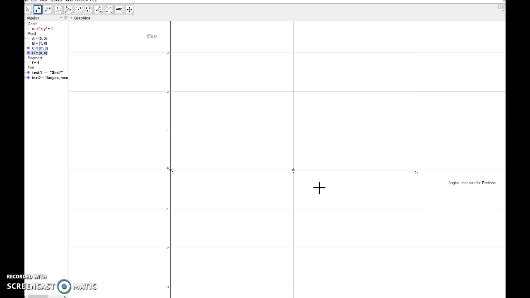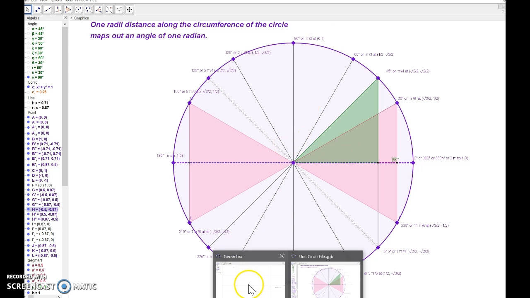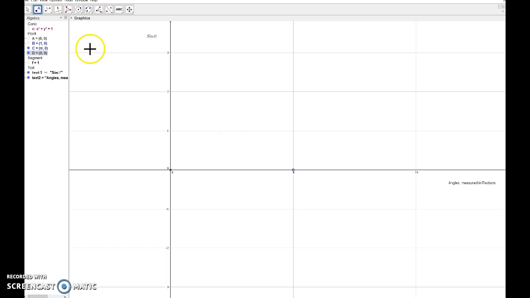Okay, so how about at pi over 2? What is the vertical distance at pi over 2? Let's refer to our graph. Pi over 2 is up here at 90. Well, that vertical distance is at 1. So at pi over 2, 1, I know this is going to look like a curve.